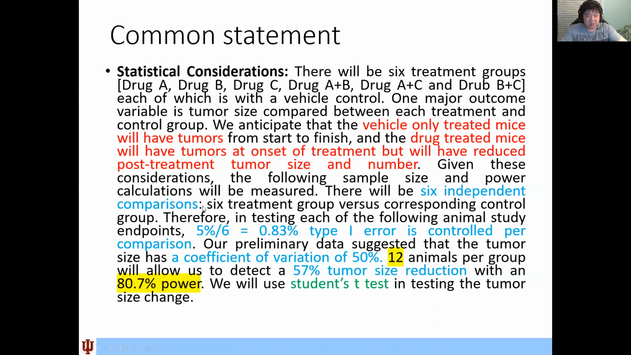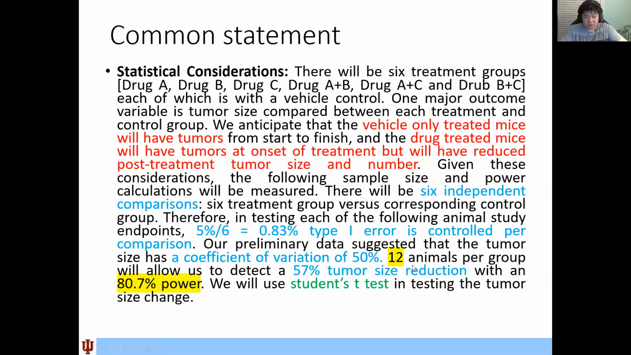There will be 6 independent comparisons, 6 treatment groups versus the corresponding control group. Therefore, in testing each of the following animal study points, 5% divided by 6 equals 0.83% type 1 error is controlled per comparison. We fix the type 1 error here with the consideration of multiple testing p-value adjustment, which will be included in another lecture. Our preliminary data suggested that the tumor size has a coefficient of variation of 50%.